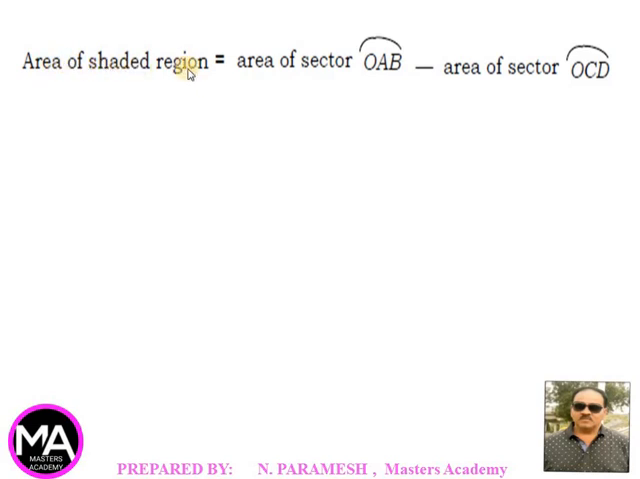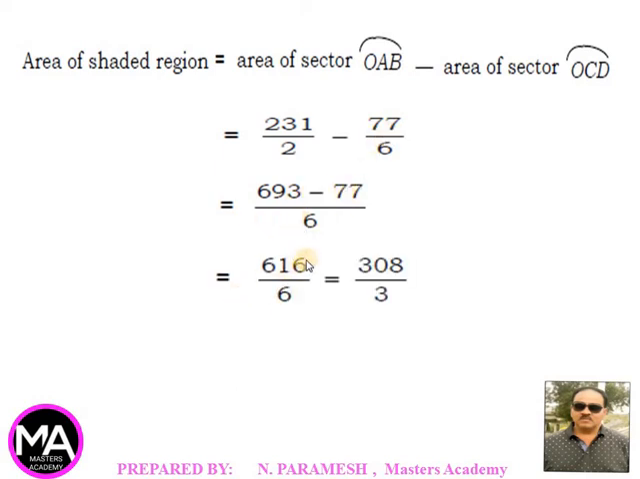Therefore, area of the shaded region is equal to area of the sector OAB minus area of sector OCD. Substituting the values, it is equal to 231 divided by 2 minus 77 divided by 6. Taking 6 as the LCM, 2 divides 6 three times, 3 into 231 is 693, minus 77 is equal to 616 by 6, which is equal to 102.6 centimeter square.